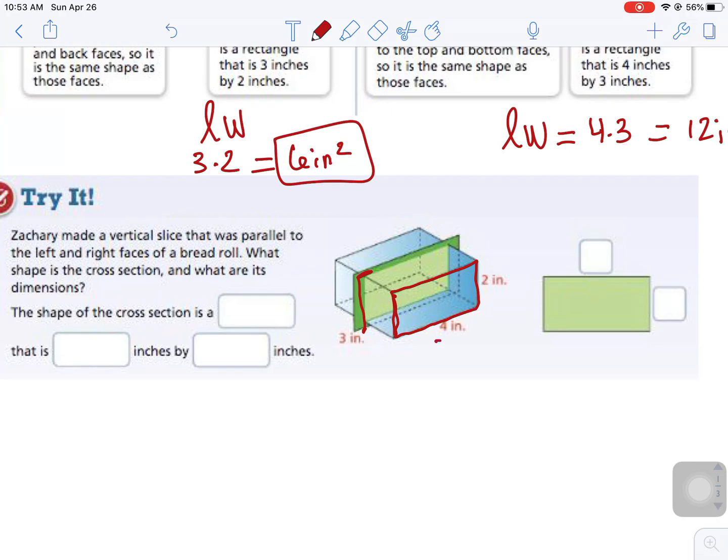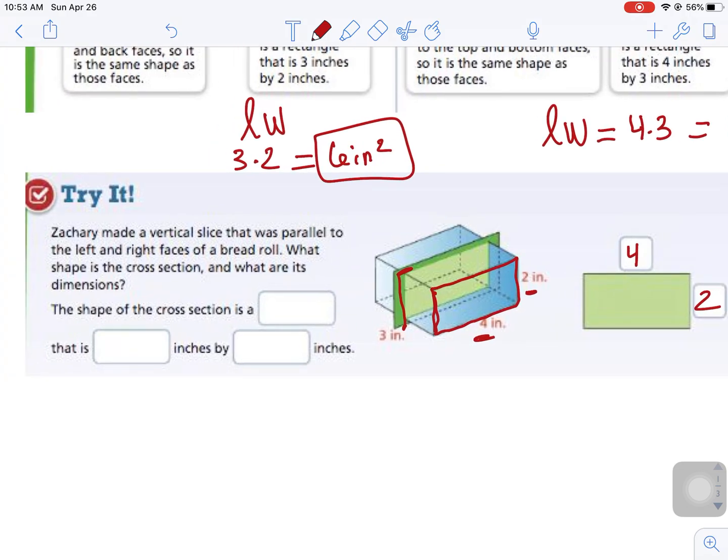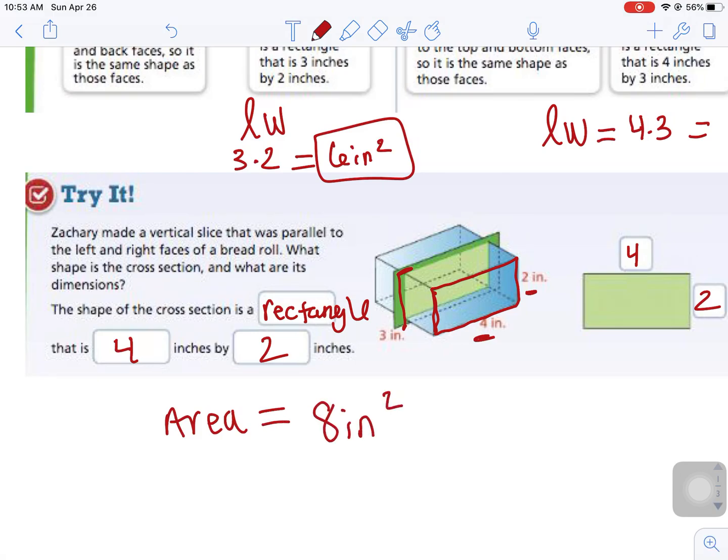We have a length of 4 inches and a width of 2 inches. So the shape of the cross section, we already said, is a rectangle that is 4 inches by 2 inches. And if we wanted to find our area here, we would have 8 inches squared.